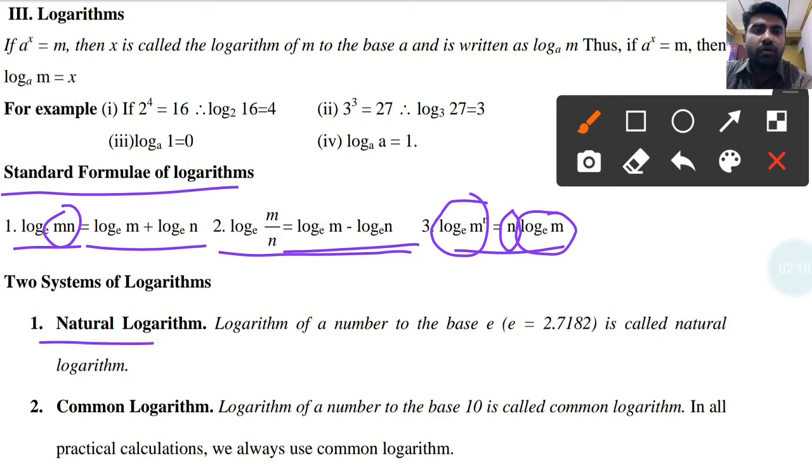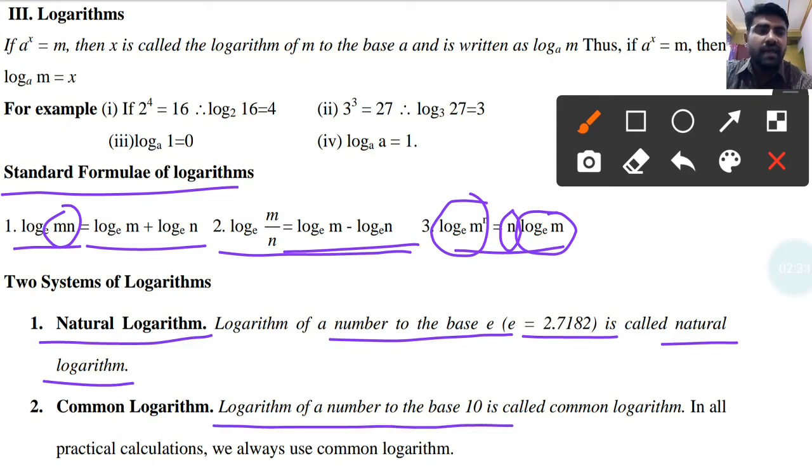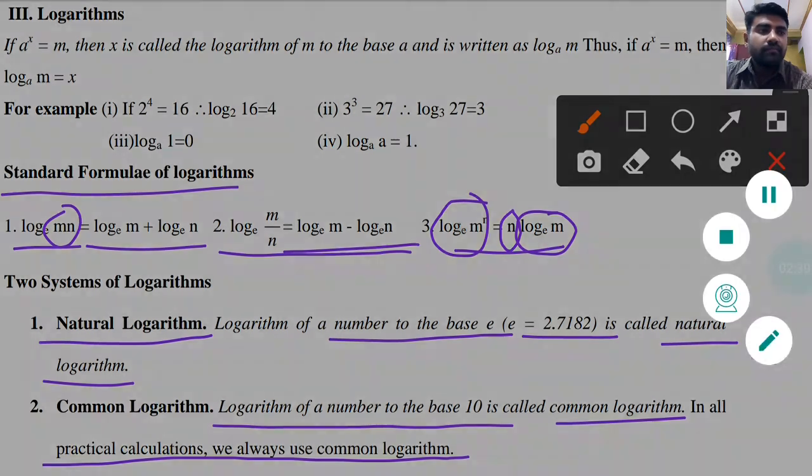Natural logarithm: logarithm of a number to the base e, where e is a fixed value 2.7182, is called natural logarithm. Then logarithm of a number to the base 10 is called common logarithm. In all practical calculations we always use this common logarithm.